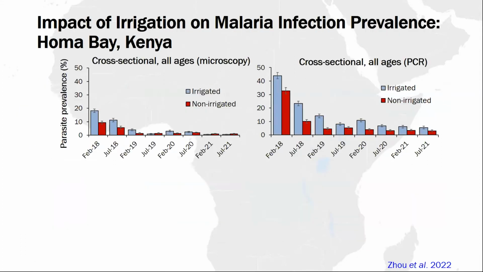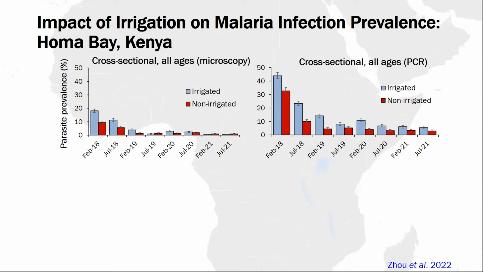All right, here's the result. Cross-sectional survey found that malaria infection prevalence was significantly higher in irrigated clusters than non-irrigated clusters. And this pattern was consistent across dry and rainy seasons for the 4-year study period from 2018 to 2021. PCR found 2 to 3-fold higher prevalence than microscopy and confirmed higher infection prevalence in irrigated areas.